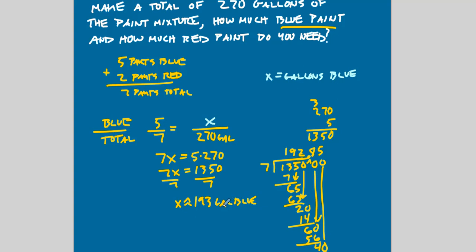Okay, and then to find the red, I just take 270 minus 193. So I have to borrow to get that 1 there, so that becomes a 16, and I have to borrow from the 2. So I get 10 minus 3 is 7, 16 minus 9 is 7. So I'm going to need about 77 gallons of red.